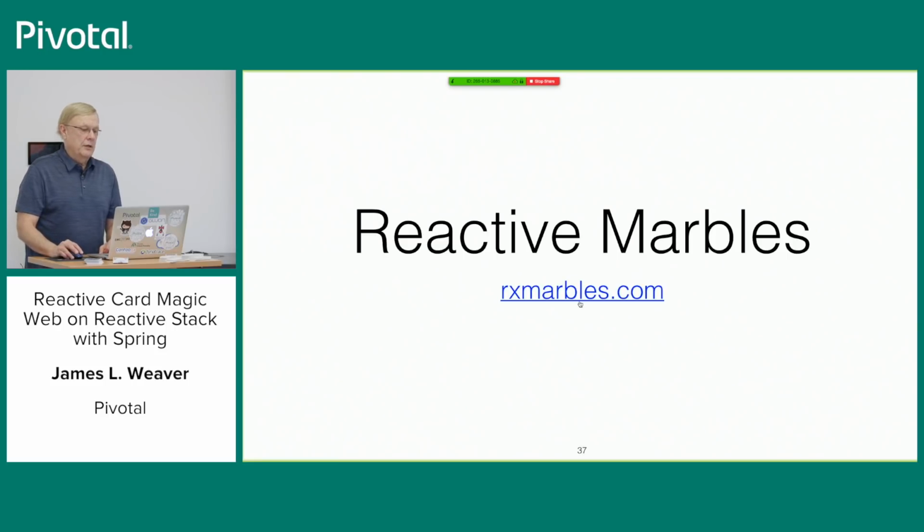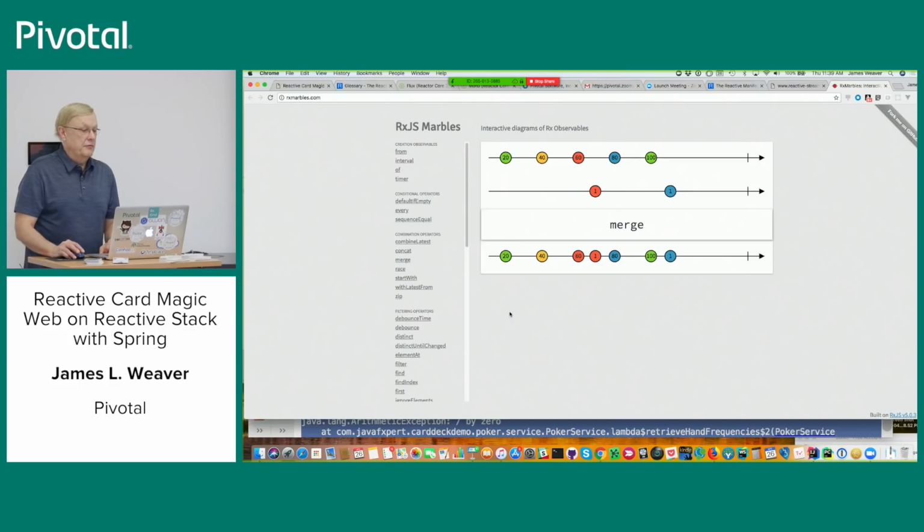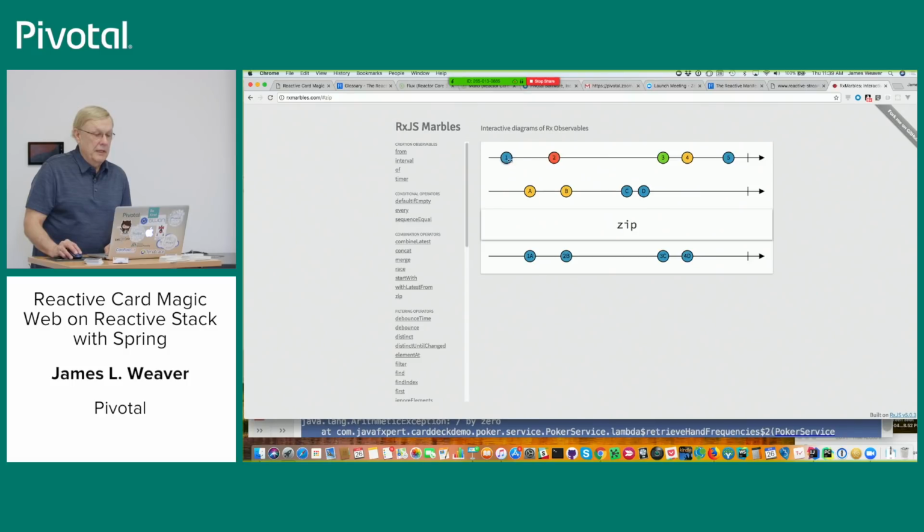And there's this site called RX Marbles that has marble diagrams for Rx extensions. Now these marble diagrams are for different operators, and you can play with them. For example, here's a zip marble diagram, and we can play with these and see how 2 streams coming in might be zipped and then the output stream is those streams being zipped up. So you can play with those.